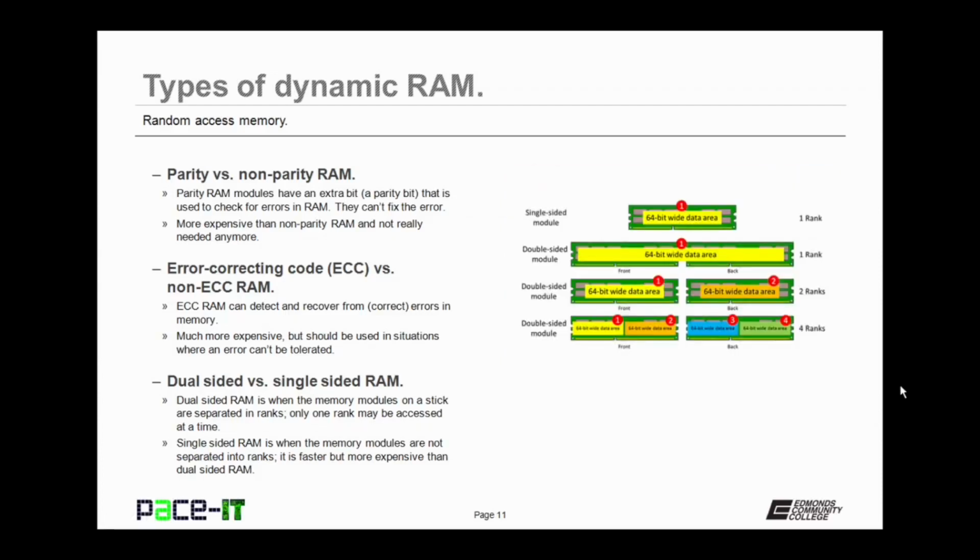Now there's another thing to consider about RAM. It can be dual-sided or it can be single-sided. Dual-sided RAM is when the memory modules on a stick are separated into ranks. Only one rank may be accessed at a time. Single-sided RAM, on the other hand, is when memory modules are not separated into ranks. It is faster, but more expensive than dual-sided RAM.